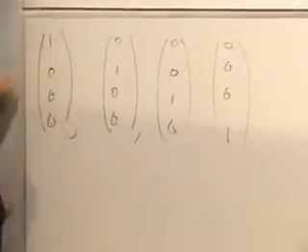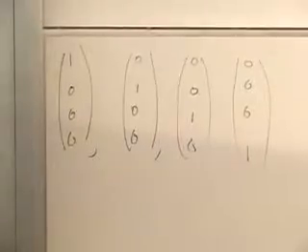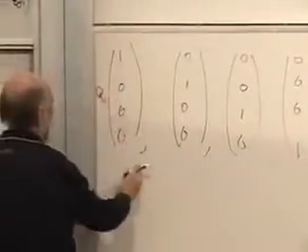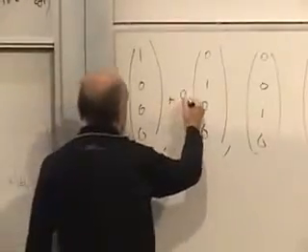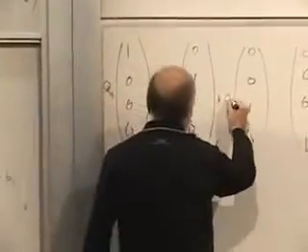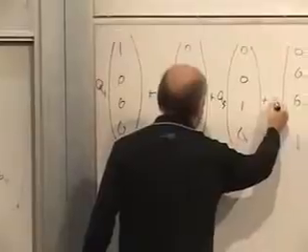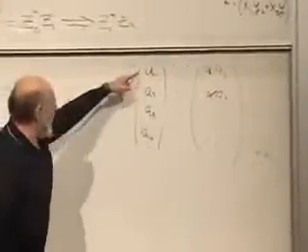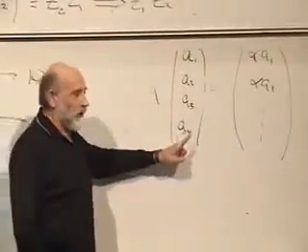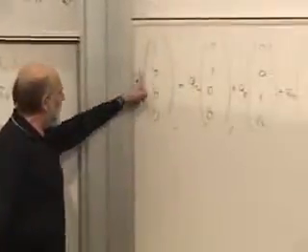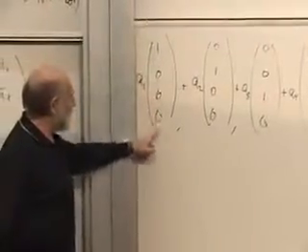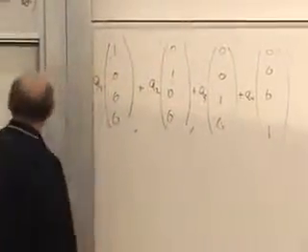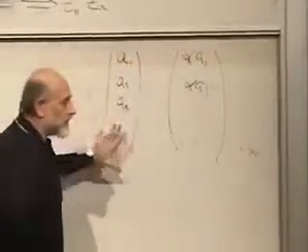If you add up these vectors with coefficients a1 plus a2 plus a3 plus a4, then what do you get? You just get the vector a1, a2, a3, a4. The first one will give you the vector a1, 0, 0, 0. The next one will give you the vector 0, a2, and so forth. And when you add them up, you'll get back to this vector.